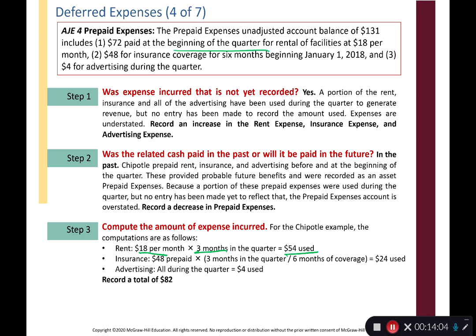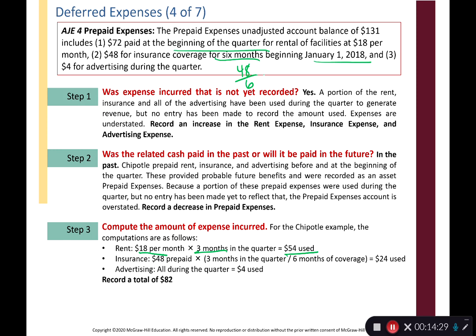The insurance is 48, and that was for 6 months beginning on January 1. So this must be the first quarter that we're doing, not the last, like I had thought. So if we paid 6 months on January 1, the best way to do it in my mind is to take the 48 divided by 6.